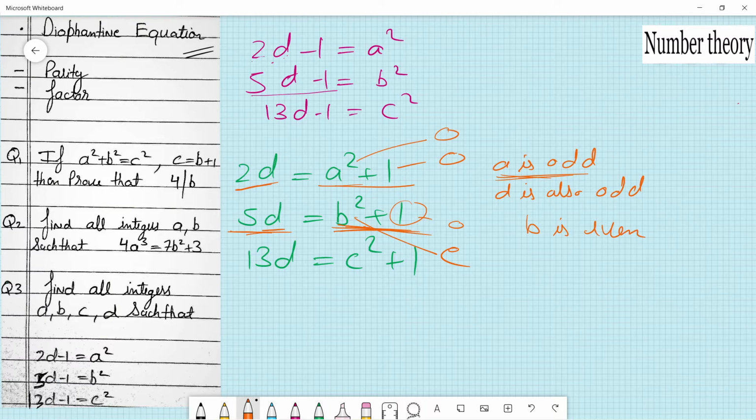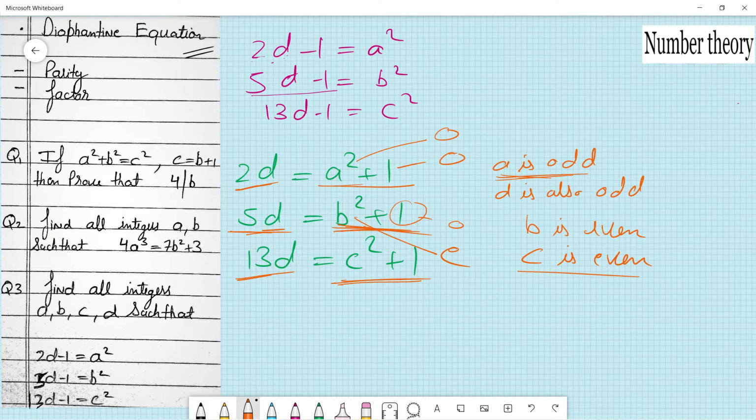You see what we are doing here? We are trying to find out the parity of each number, whether it's even or it's odd. Till now we can see a is odd, d is odd, b is even, and what can we say about c? d is odd, so this term is odd, so this whole term is odd. It can only be odd when c is even, so c is even. So now we have the parity for each of our variables a, b, c, d. We know the parity of each of them.